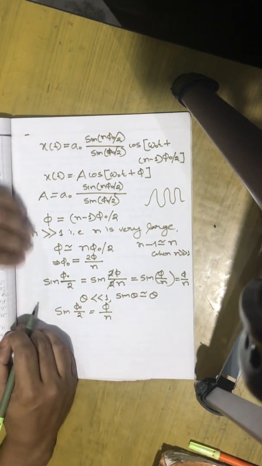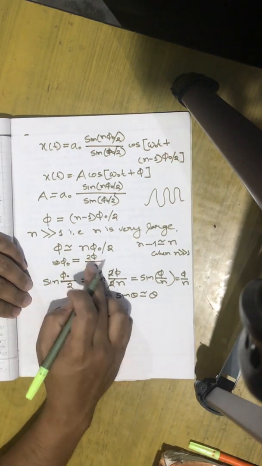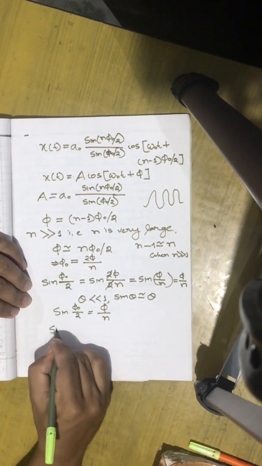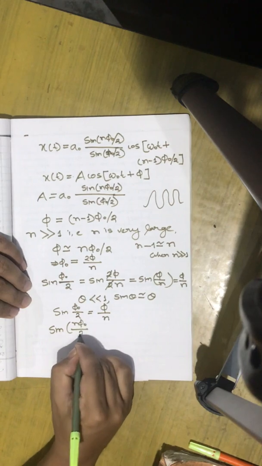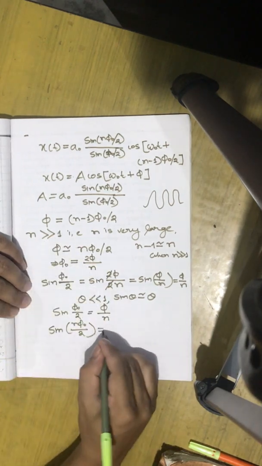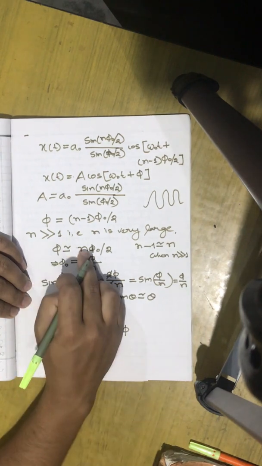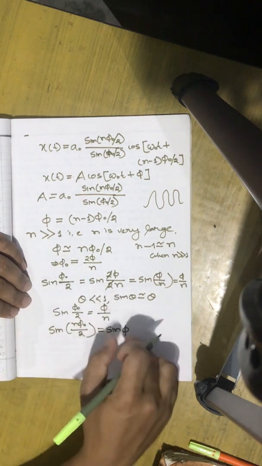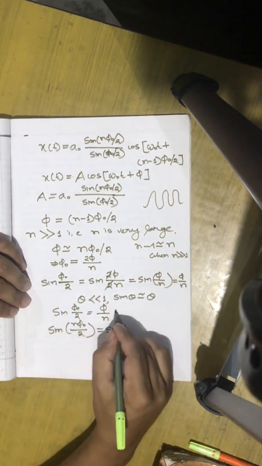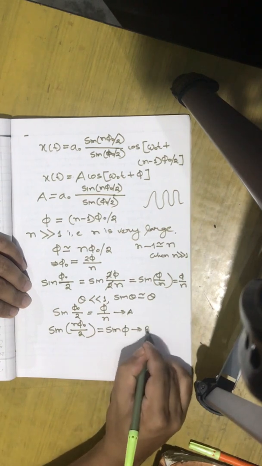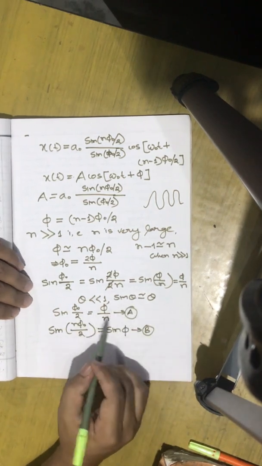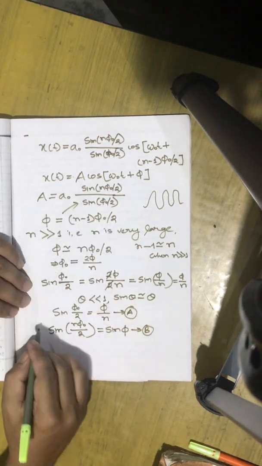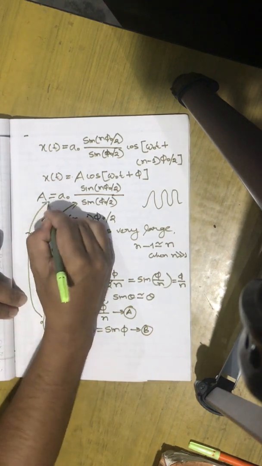Now we are going to put this value in the amplitude equation. Also, since n phi naught divided by 2 is almost equal to phi, sine(n phi naught divided by 2) will be equal to sine phi. So we can substitute these two values, sine(phi naught by 2) and sine(n phi naught by 2), in the amplitude equation.